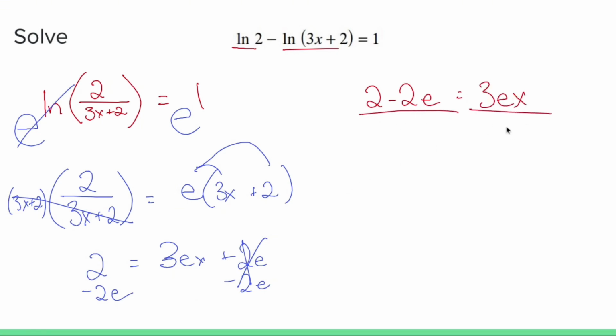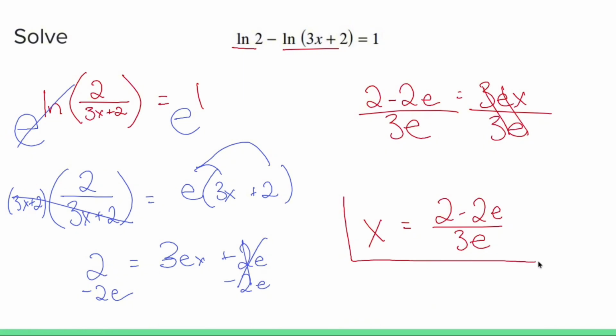Divide everything by 3e. And to write it out nicely, I'll get x equals 2 minus 2e over 3e. And we'll leave it like that. Okay? Not the easiest problem, but also not the worst.